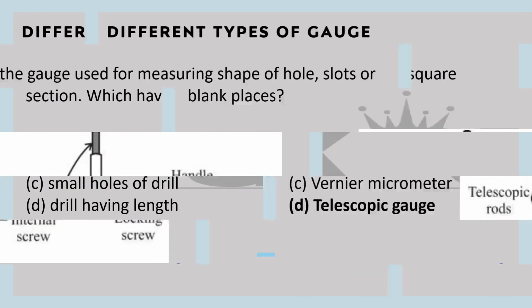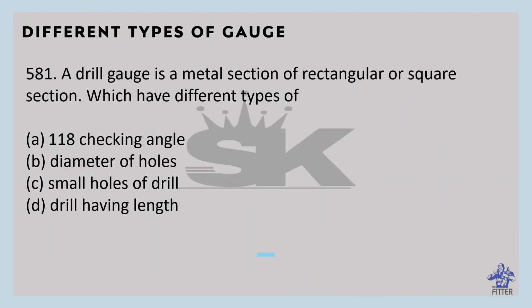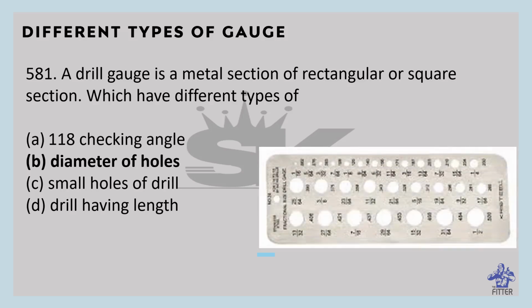A drill gauge is a metal section of rectangular or square section which has holes of different diameters. You can see here in the image, this is the drill gauge. It is used to identify the size of the drill. Each hole is marked with a measurement based on its size.